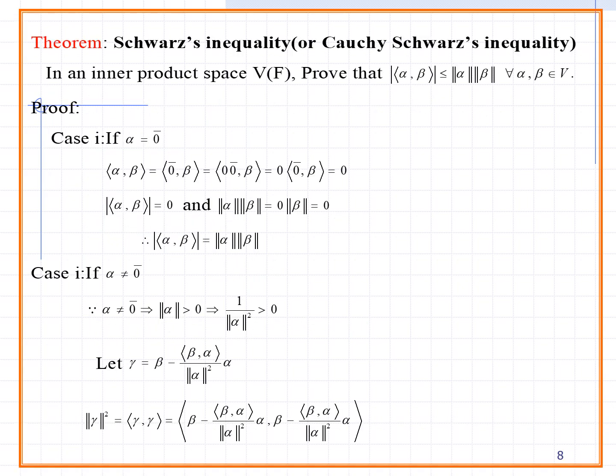Alpha not equal to 0. Once alpha is not equal to 0, it means the norm is positive, norm alpha greater than 0. Once I apply that, 1 by norm alpha squared is also greater than 0. Here I can introduce one gamma. Gamma means beta minus the inner product of beta comma alpha by norm alpha squared into alpha. Now we can apply the inner product of gamma comma gamma. You take both values, then apply the multiplication.